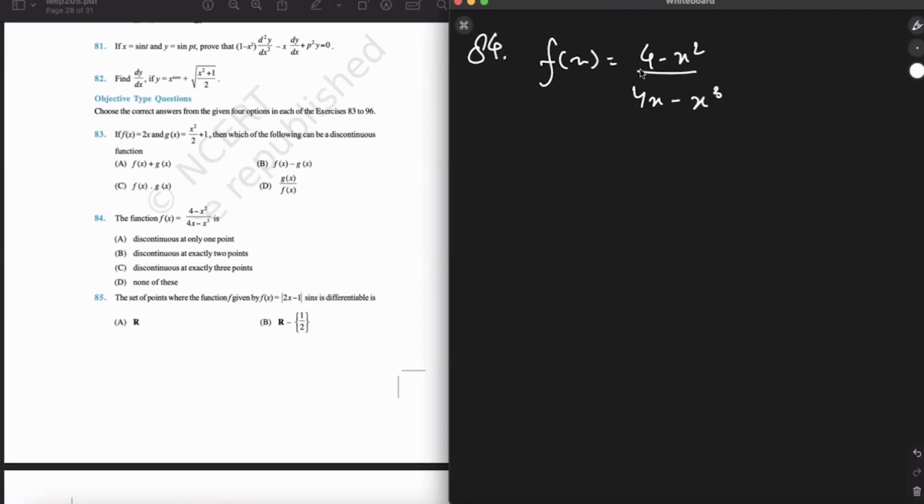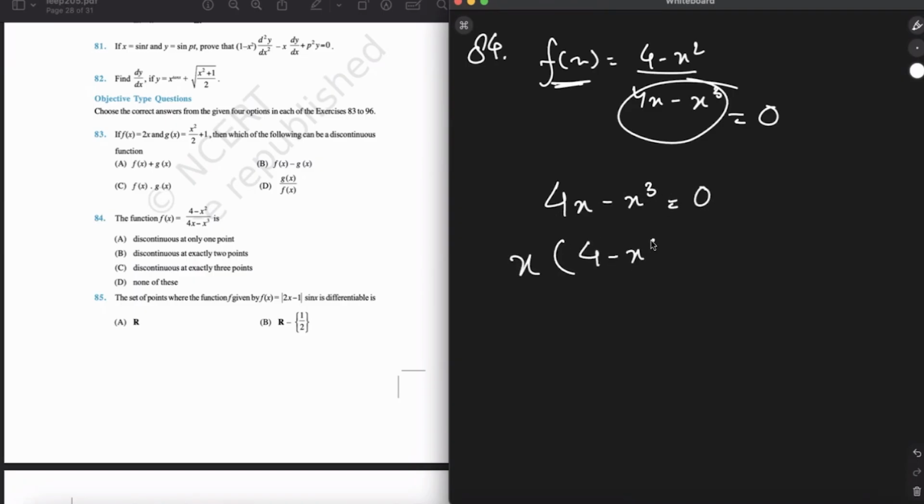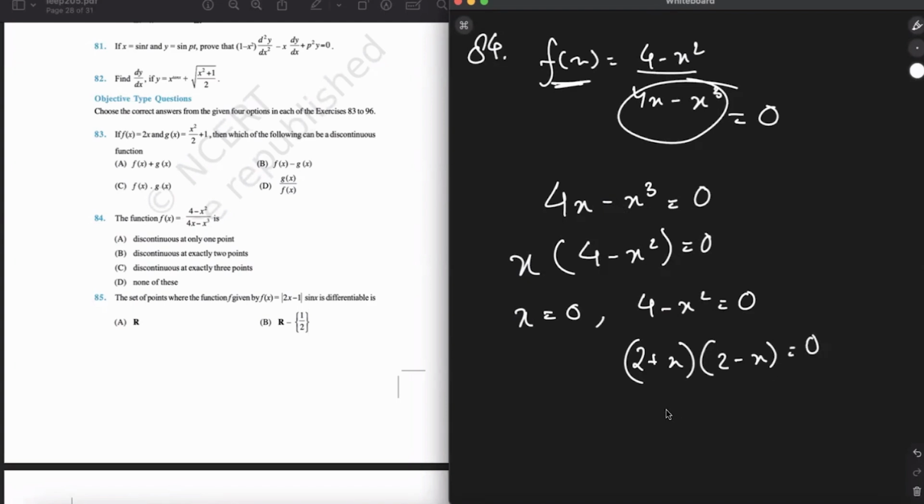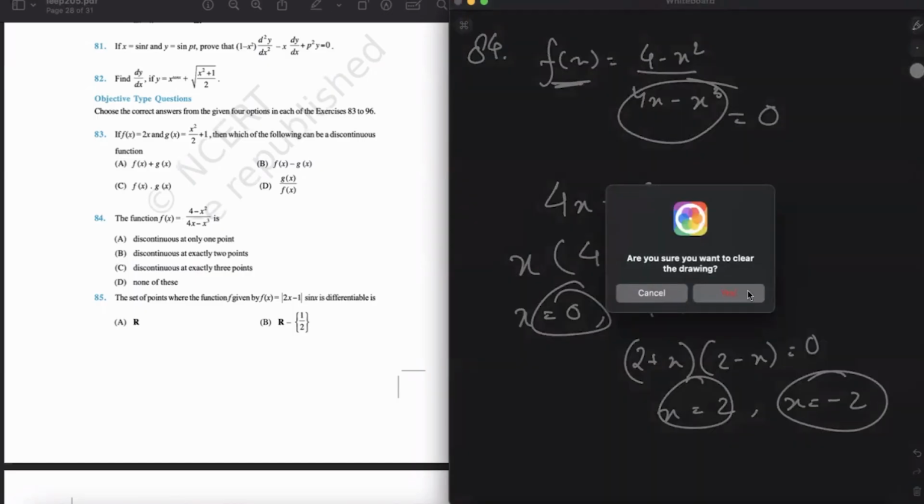Okay, so 4x minus x cube, which is in the denominator, will make the function discontinuous where it is equal to 0. So 4x minus x cube is equal to 0. If I take x common, this should be equal to 0. That means x is equal to 0 and 4 minus x square equal to 0. That means 2 plus x, 2 minus x equal to 0. That means x is equal to 2, x is equal to minus 2. So I've got 1 value, 2 value, 3 value. So discontinuity has 3 values.